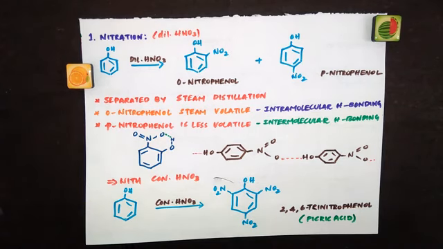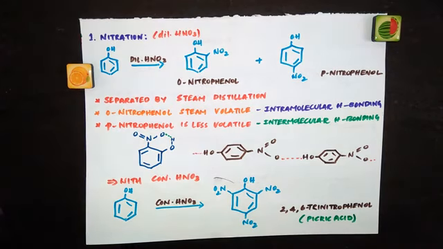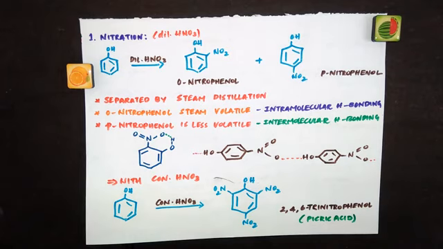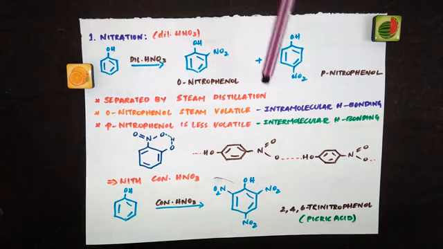orthonitrophenol is steam volatile, which means when steam is passed through this mixture, orthonitrophenol volatilizes, which means it evaporates, and its vapors rise along with the steam. And after condensation, you can collect orthonitrophenol, whereas paranitrophenol is left behind in the distillation flask. So why does this happen? The reason is, in the case of orthonitrophenol, there is intramolecular hydrogen bonding.